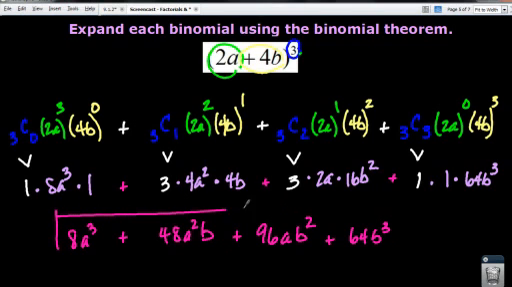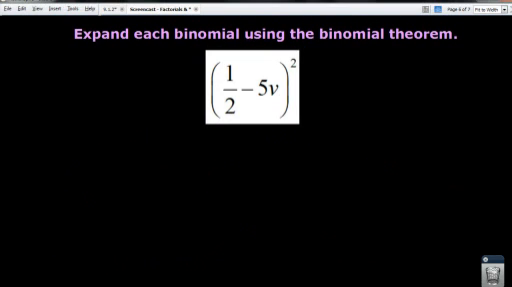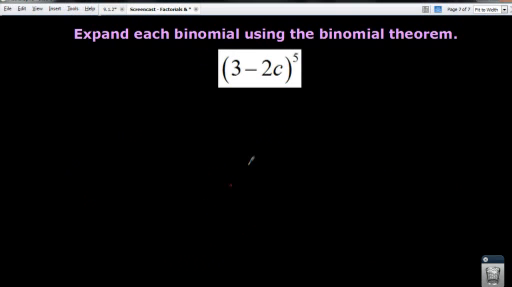So here's your expansion. It may not seem like it as you're learning how to do this, but it's way faster than FOILing. Okay, we're going to skip that one and we'll jump to this one. Okay, so we're doing 5 rows.